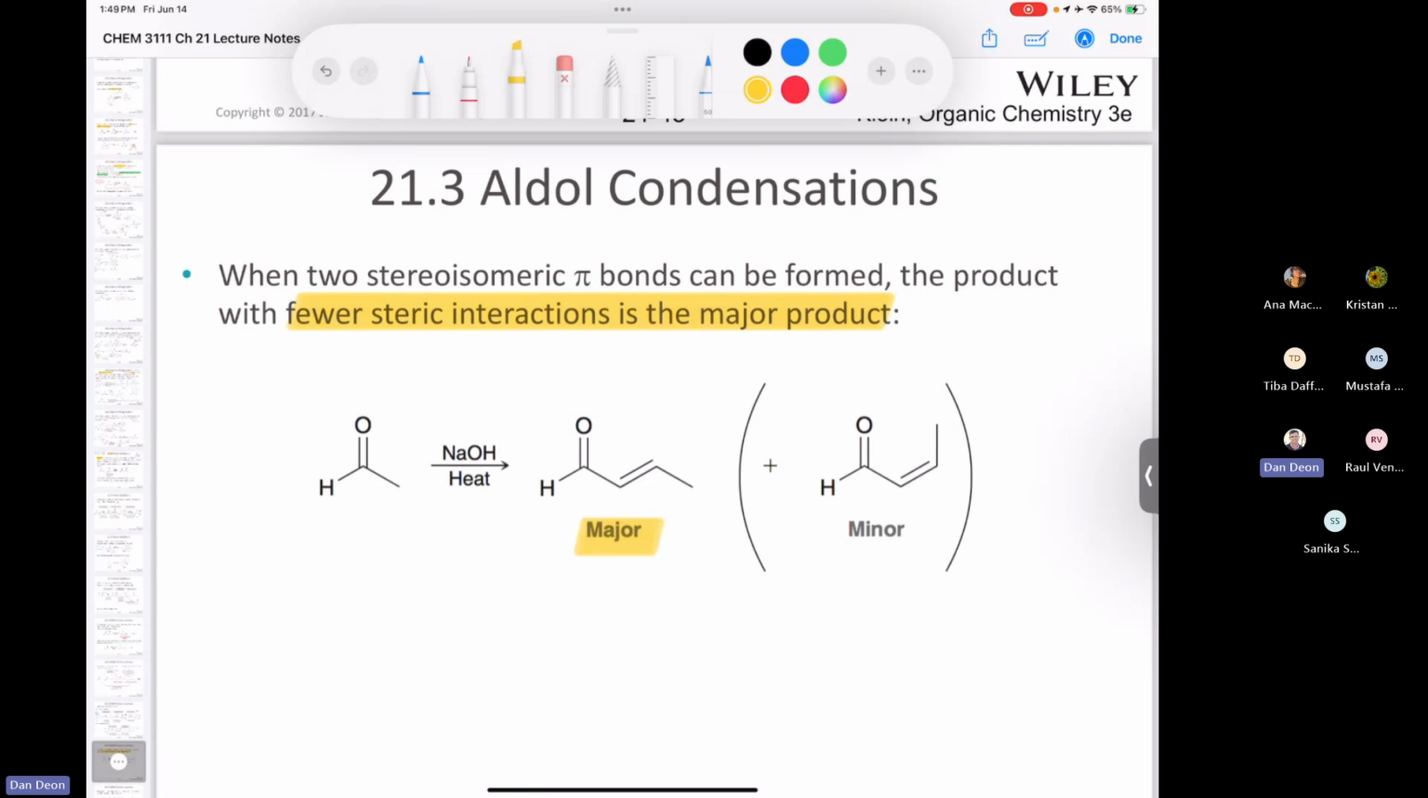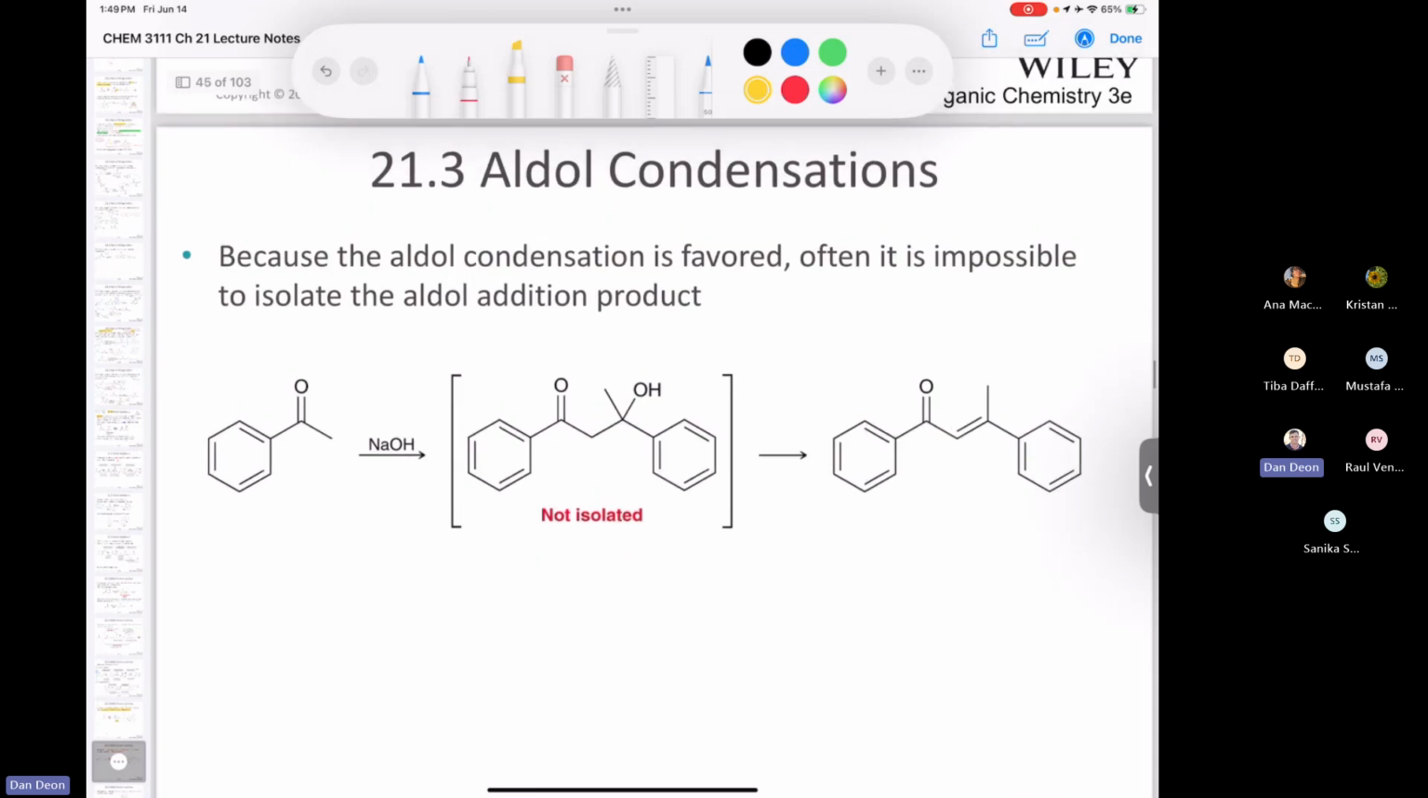Well, let me show you an example where you can't even isolate an aldol, okay? And I've been a victim of this a few times in my life, where I said, oh, I'll just make this aldol product here, okay? There's nothing wrong with this. This is a beta hydroxy ketone, so this is the product of an aldol addition. So we could even write here aldol addition product. Okay, you can see this is alpha, this is beta, so it's a beta hydroxy ketone.